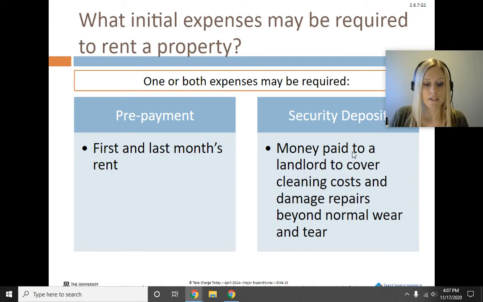Also very common is a security deposit. That's a payment that you pay up front that you hopefully will get back whenever you leave. That's going to cover any costs the landlord may have to pay when you leave to clean out the apartment, to repair damages or replace carpets, anything like that.